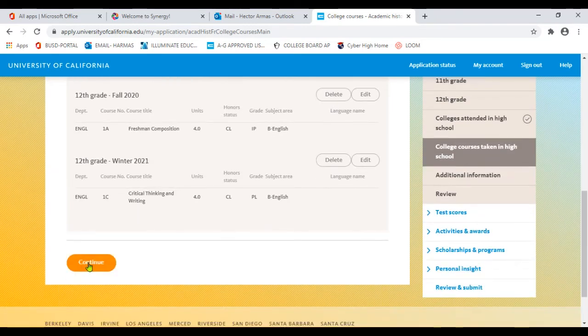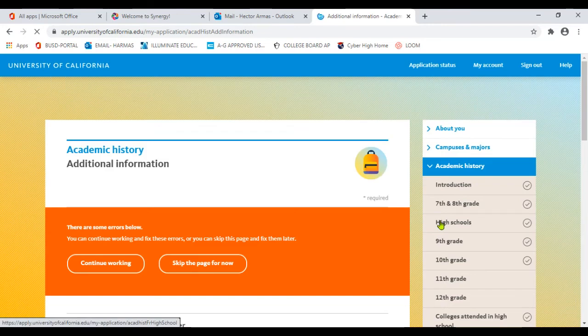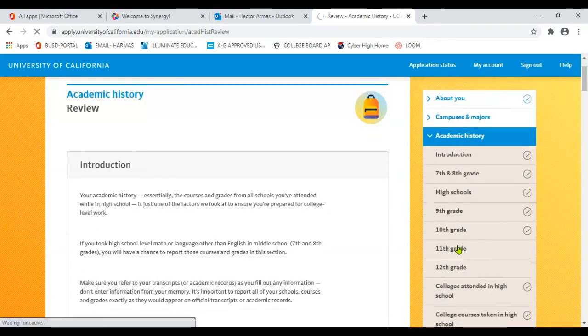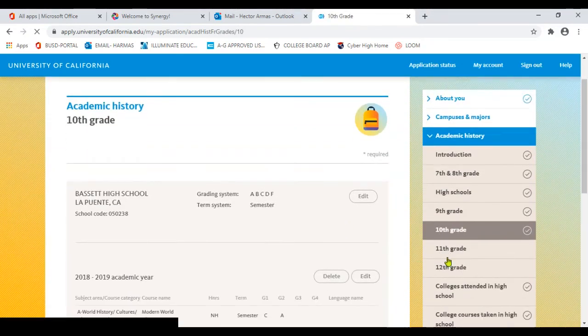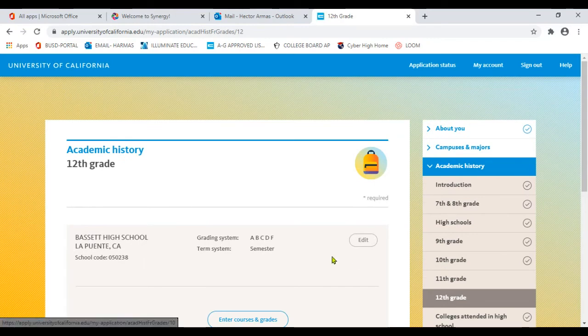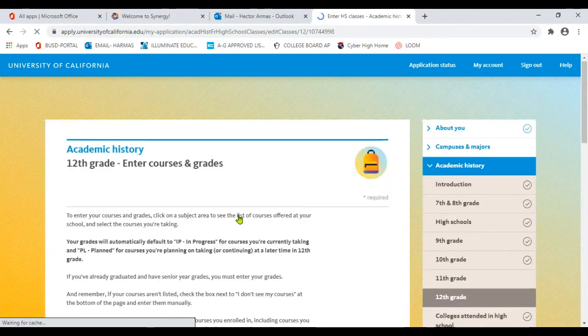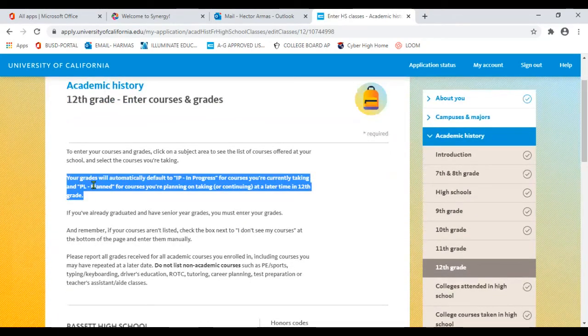So let's continue here. And I'm going to go to 12th grade really quick. And I'm going to show you how I'm going to say skip the page for now. But I'm going to take you to a 12th grade. Because in the 12th grade, you're going to be writing down the courses in a similar fashion. So for instance, for the 2020-21 year, okay, it gives you specific directions right here. Your grades will automatically default to IP, which means in progress, for courses you're currently taking, and PL for plan for courses you're planning on taking or continuing at a later time in the 12th grade.